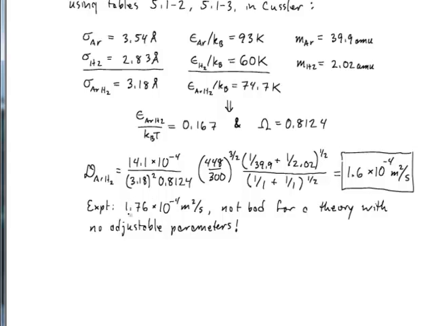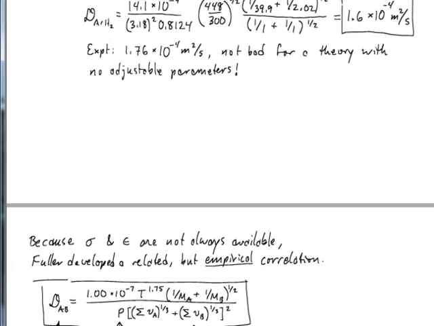The experimental value is 1.76 times 10 to the minus 4 meters squared per second. Now, this is really remarkable for a theory that has no adjustable parameters, right? I mean, the only thing that we are using here are actual properties of the argon and the H2. So it's really quite amazing. I hope you share my enthusiasm that this theory is able to do so well at predicting the absolute value of this diffusivity. Quite a landmark achievement in statistical mechanics.